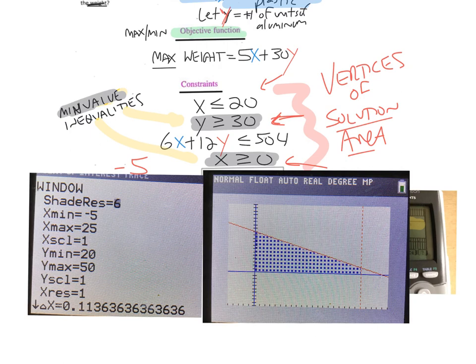So here is what your solution area should look like using the viewing window that I described earlier. And what you have to do is go about finding the vertices, the corners of the solution area. And it appears that there are going to be 4 vertices of this solution area.